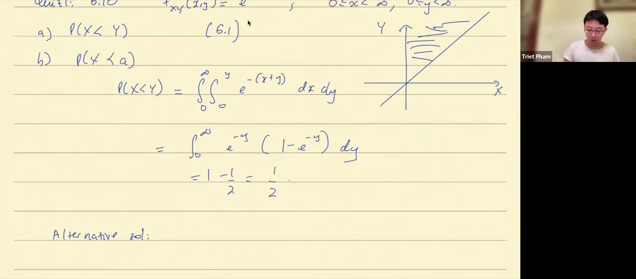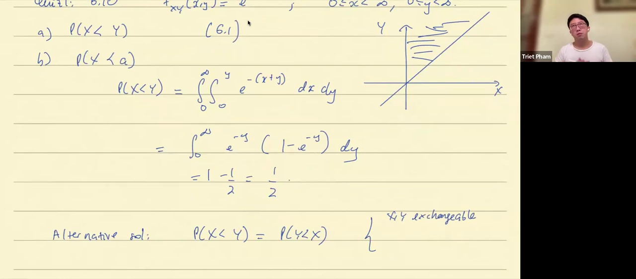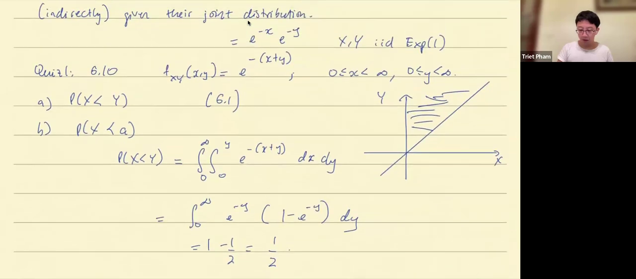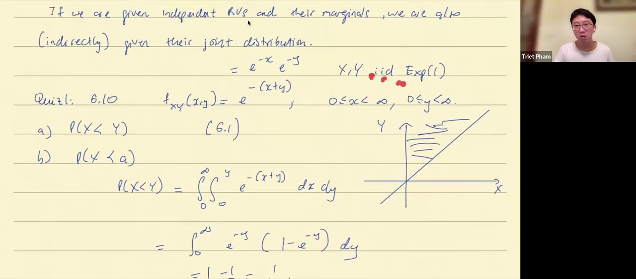The alternative solution is to observe that P(X < Y) is equal to P(Y < X). Two reasons. The first is because X, Y are exchangeable, a new concept, but basically it means that you can swap the roles of Y and X in the joint distribution and it's the same distribution. What's the reason? Because they're IID, independent identically distributed. So the joint is a product, and it doesn't matter which you multiply first.